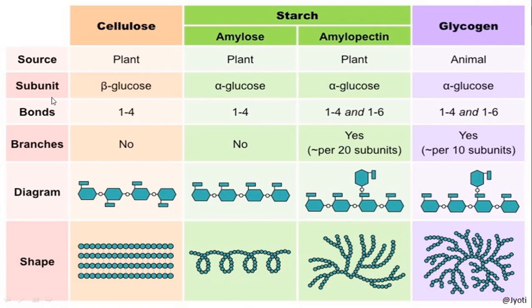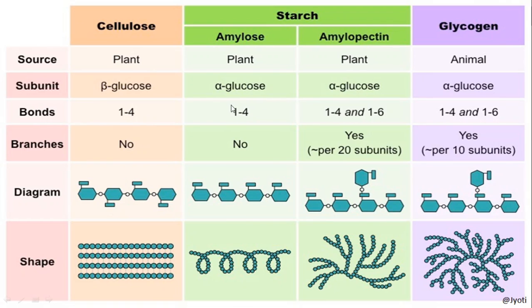Now, what are the monomers? The monomers in cellulose are glucose. In starch also the monomers are glucose. In glycogen also the monomers are glucose. Then what type of bonds are present? In cellulose only a straight chain is there, and I have already told you that in a straight chain 1-4 glycosidic linkage is there. So in cellulose only 1-4 glycosidic linkage is there.